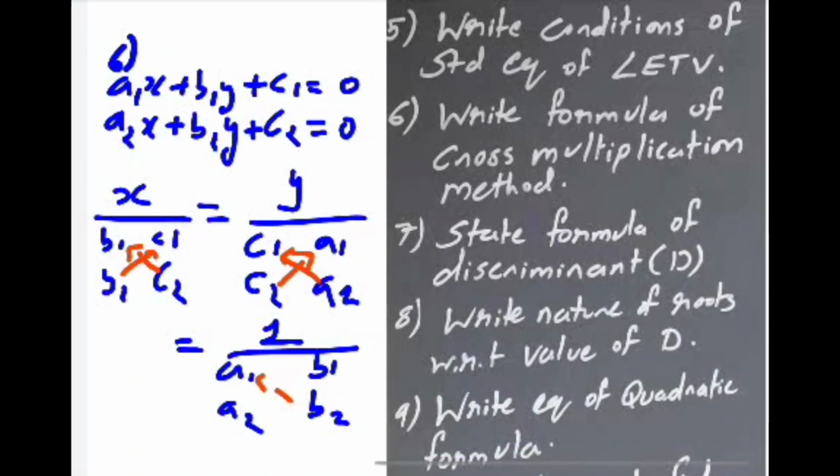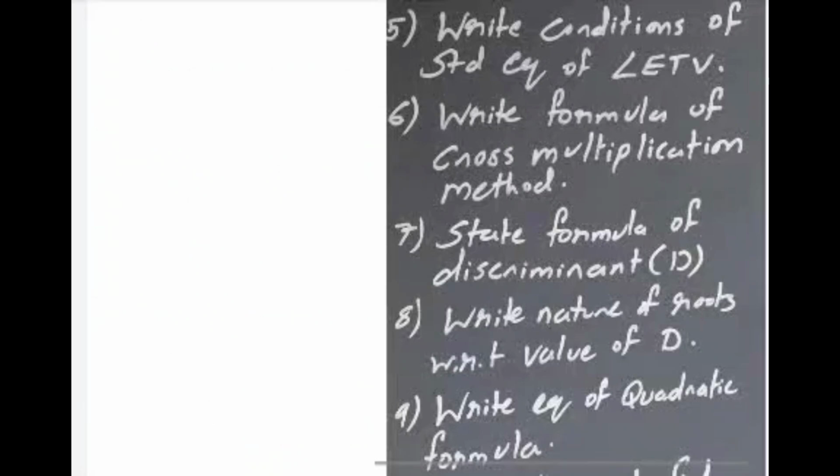Okay, so this is cross multiplication formula. Okay, to solve the linear equation in two variables. Now let's write the seventh one. State formula of discriminant. So discriminant का formula क्या होगा?